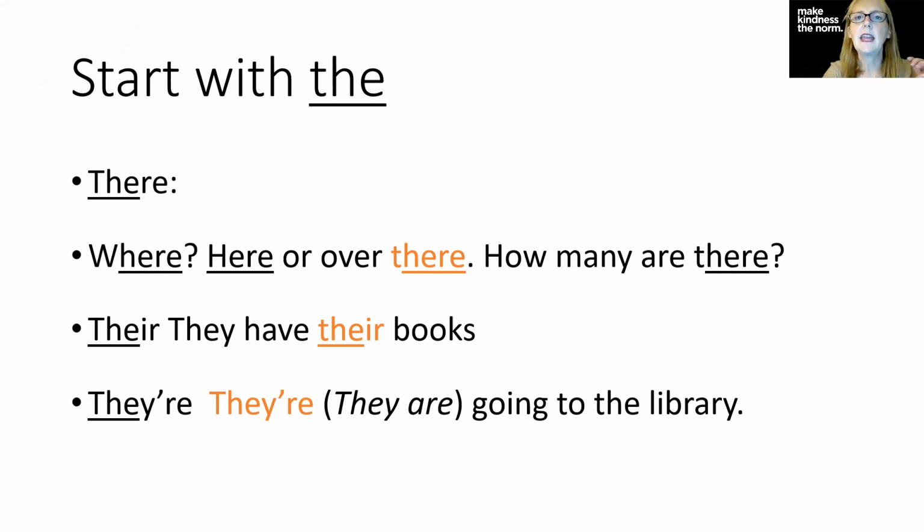The last one is they're, the contraction, meaning if you pull it apart, they are. They're going to the library. If you can pull it apart and it still makes sense, it's going to be the contraction. They are going to the library. If you try to pull out the one before, it doesn't work. Is that the contraction one? They are books. Nope, so you know it's not the contraction because it doesn't make sense. It's not subject and verb.